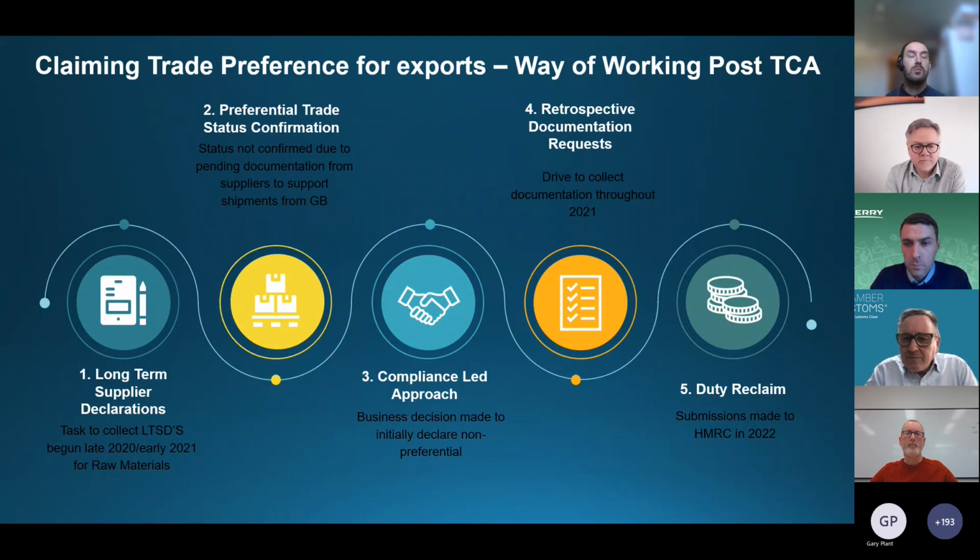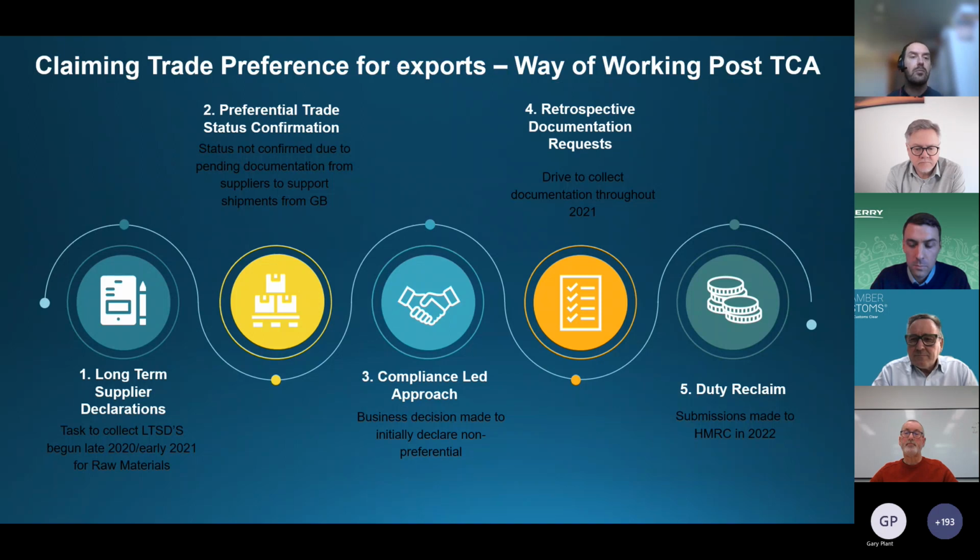So again, once trade did commence again, post the trading cooperation agreement being released, we had a decision to make really on how we would claim preference for our finished goods. Two options really. First option would have been to claim preference where we were reasonably confident that we were correct in doing so, even though we didn't necessarily have documentation already to back it up. The second option, which is the one we went with, was to not claim preference unless we were sure we actually did have documentary evidence to ensure that if questioned, we could prove our preferential status for our products.